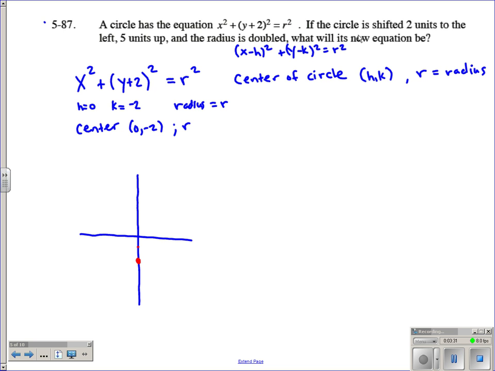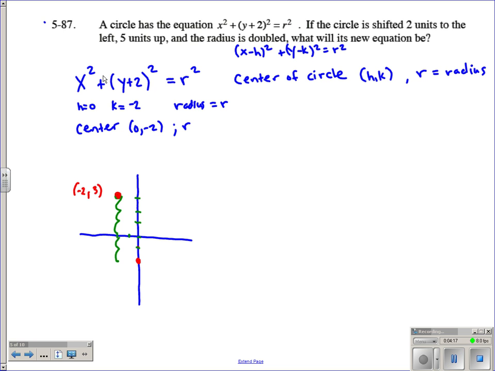When we take this and we shift our circle 2 units to the left, that means that we're going to go left 2 units. So we're going over 2, and then we're going to go up 5. So we're going to go up 1, 2, 3, 4, 5, and we're going to end up right up here. So we've gone back 2, up 5. Well, what point are we at now? What is our new center to our circle? We're at the point -2, 3.